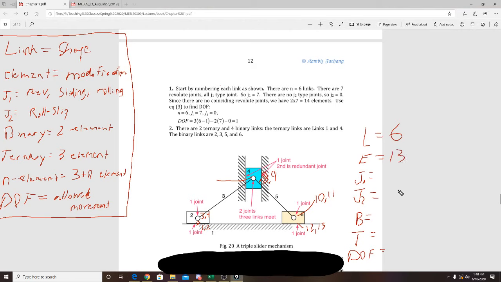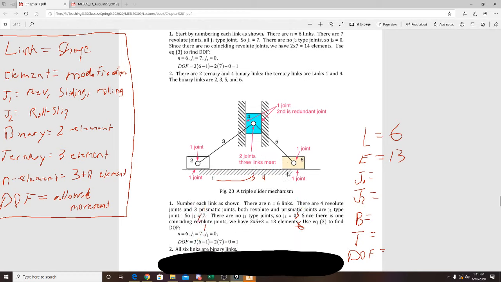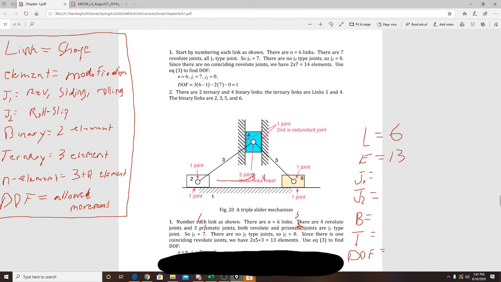Alright, so let's do J1s and J2s. So how many are there? I think a lot of you guys said there are 7 J1s. I'm going to get rid of this and count them up. So 7 J1s. We have 1 sliding, 2 revolute, 3 here, 4 for the sliding, I would assume, 5 for another slider. Let me make sure that's the right one. So there are 7 J1s, because there's another slider over here.